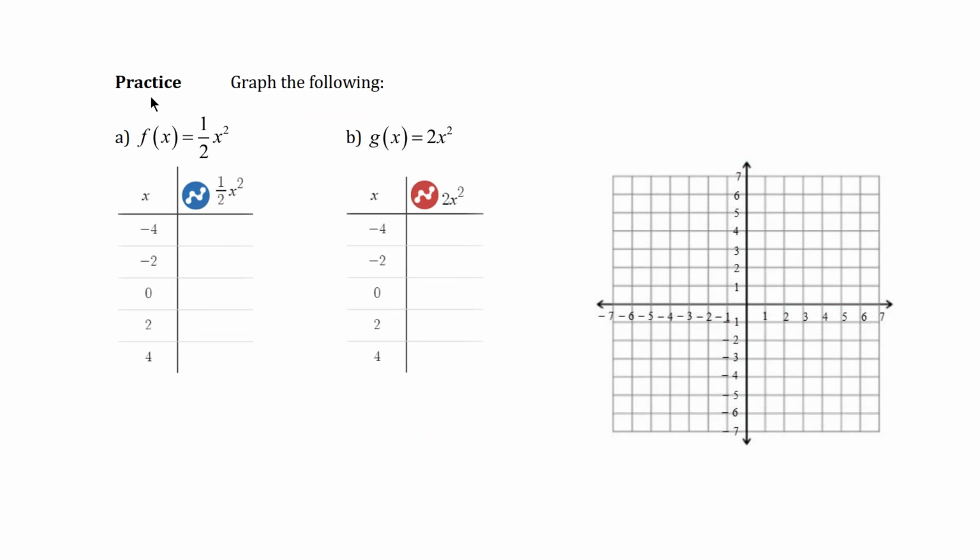Next, we have a practice problem. Graph the following. For part A, we have f of x equals 1/2 x squared. For part B, we have g of x equals 2x squared. For this practice problem, make sure you go over the solutions, as I do go over a few details about the value of a and how it affects these graphs. Alright, so go ahead and pause the video, graph each problem, and then check back with the video to see the solutions.